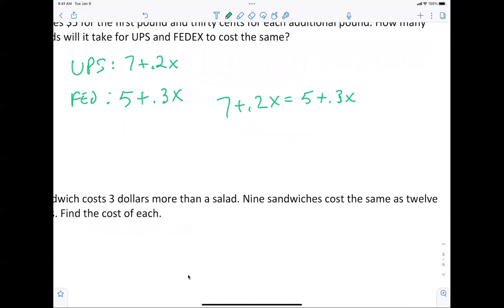So I subtract the 5 from both sides, yep, as well as the 0.2x from both sides. So you're reduced to 2 equals 0.1x, and then you divide by 0.1, and that's 20 pounds. Yes, 20 pounds. All right, very good, very good. Hopefully you feel like that was okay.